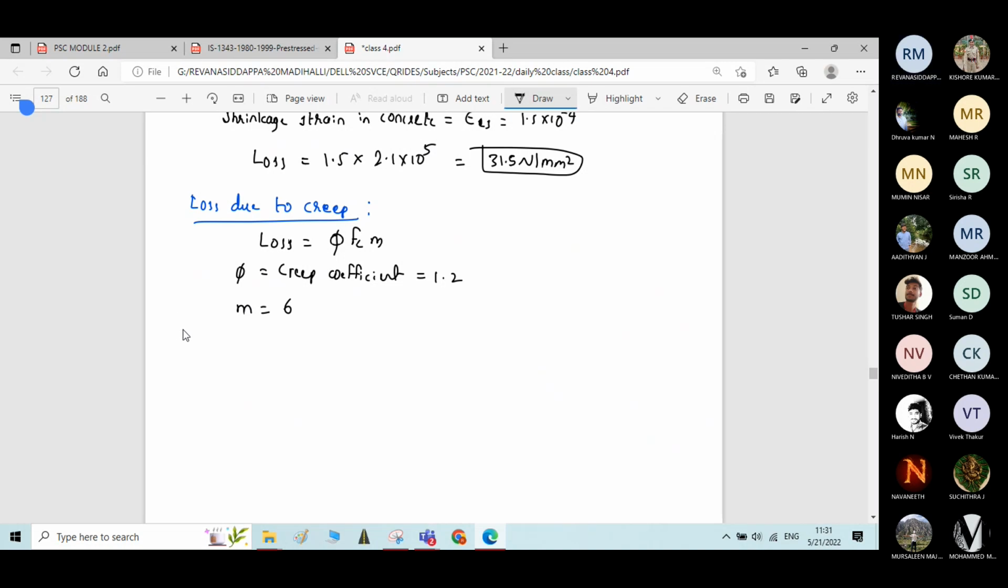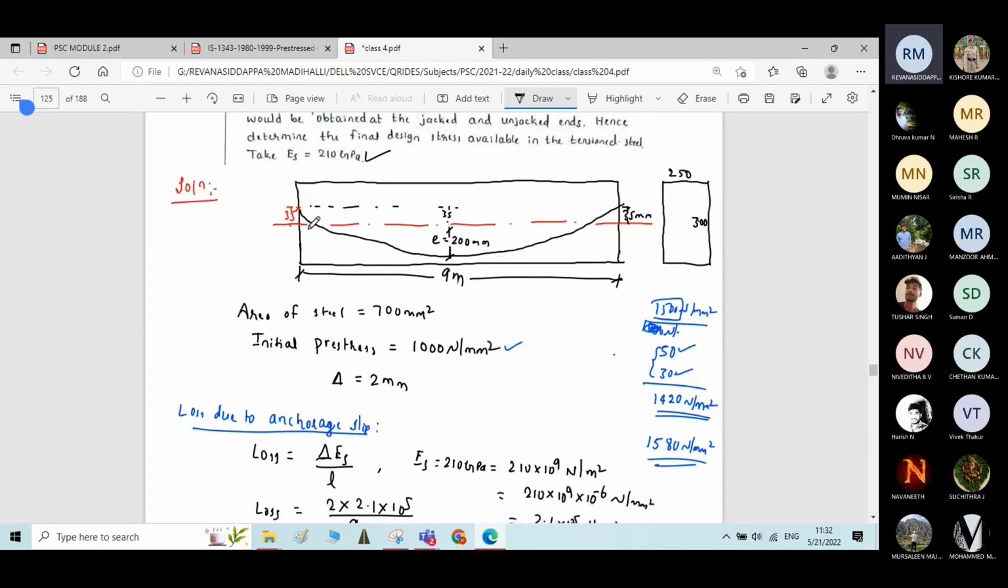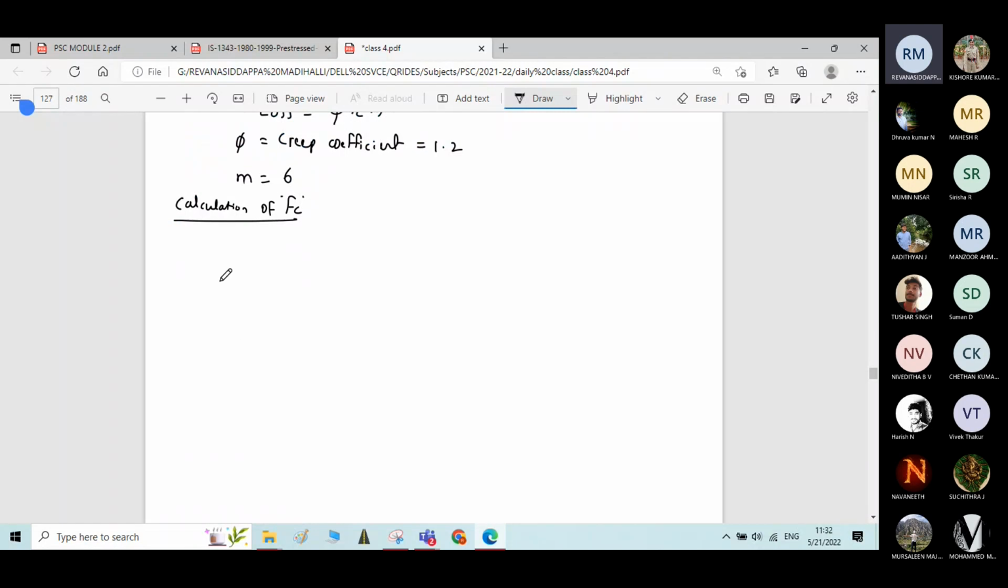Calculation of Fc. So it is a parabolic cable. Type of cable is parabolic cable. So stress in concrete at the level of steel varies with the profile of the cable. If it is straight, it would have been constant. It is parabolic, so for that you need to find Fc at the support and Fc at the midspan. Then you can estimate the average Fc. This we have practiced in the previous problems. So we know that.